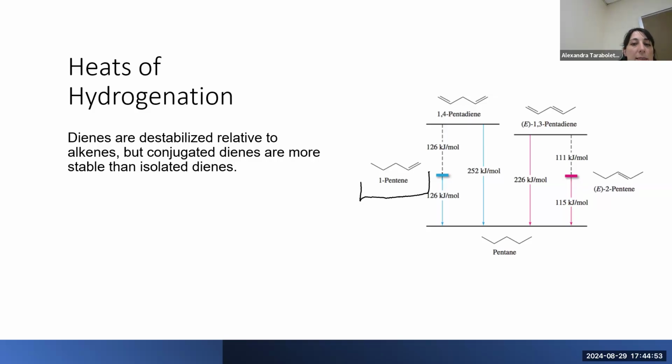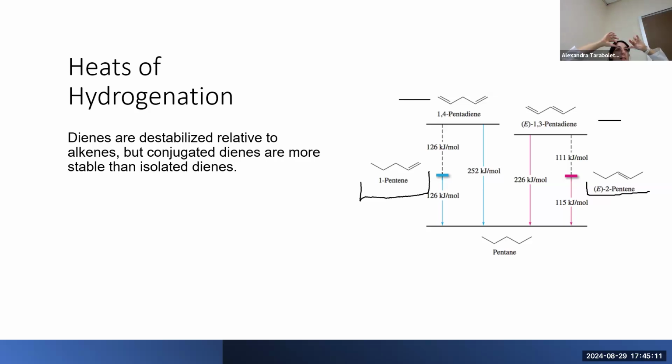On the right. And up at the top, we have a diene here and a diene here. Both of the dienes, if you're just comparing to having one double bond, that higher energy is actually less stable. They're less stable.